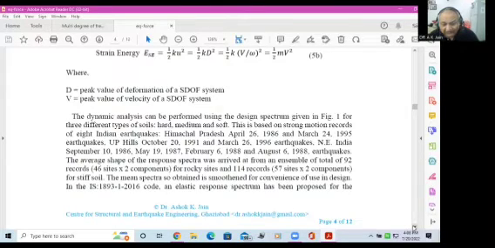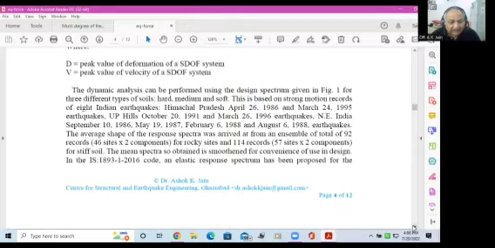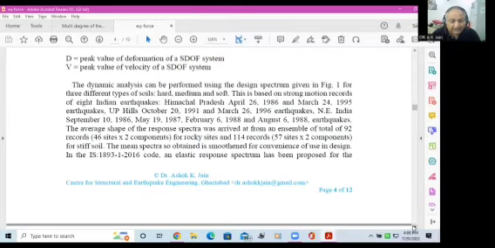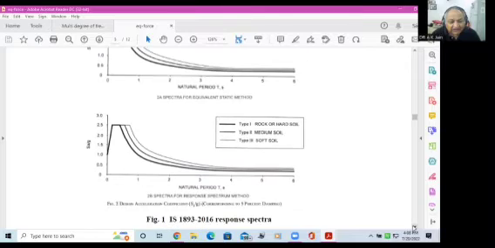Himachal Pradesh earthquake 86, I have given a list here. There are a total of 92 records, 46 sites into 2 components for rocky sites, and 57 sites into 2 lateral components, X and Y, 114 records for stiff soils. Based on that analysis, they developed this response spectrum, which is available in your 2016 code.